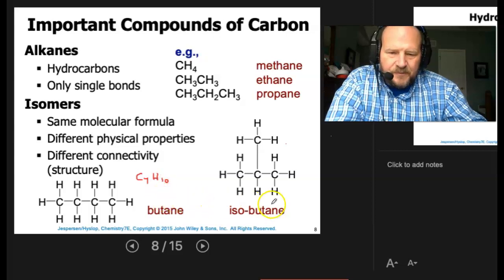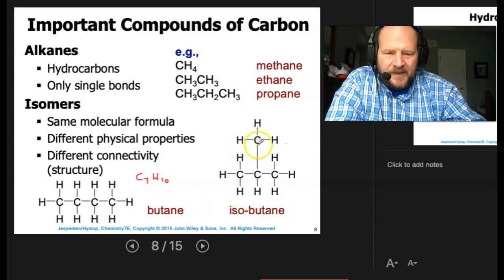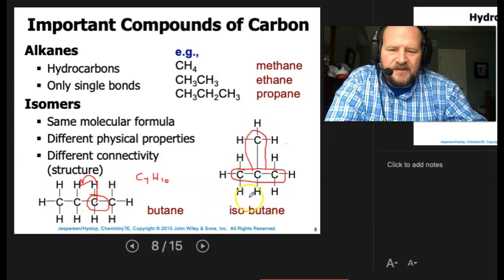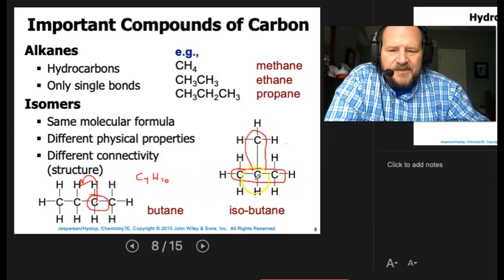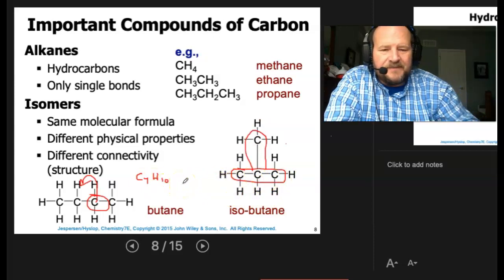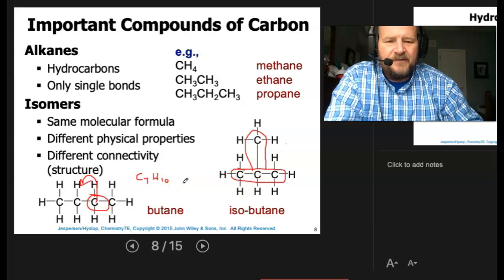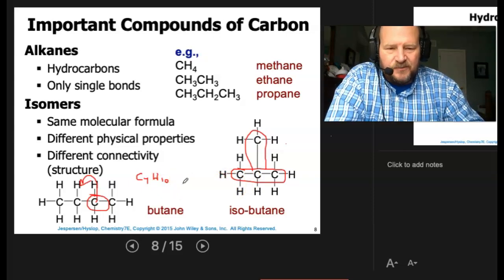Over here we have isobutane, or if you prefer 2-methyl propane. We still have 4 carbons and we still have 10 hydrogens, but what we've done is taken one of the hydrogens off and moved it into the middle of the chain. And so now we have 3 carbons in a row with one single carbon sticking off of it. These are called isomers, and we can have different styles of isomers. These are structural isomers. Now, those are not actually going to be functional groups.